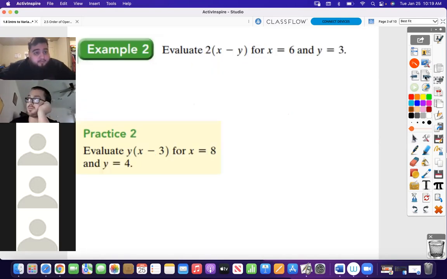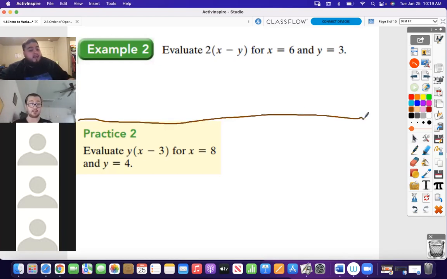Example 2. It gets a little more interesting, right? Now the expression gets a little more complex. I'm going to give you that 1 minute to write this problem down in your notebook, and then I'll go ahead. Remember, every example I'm going to work out. Every practice problem, you're going to work out.